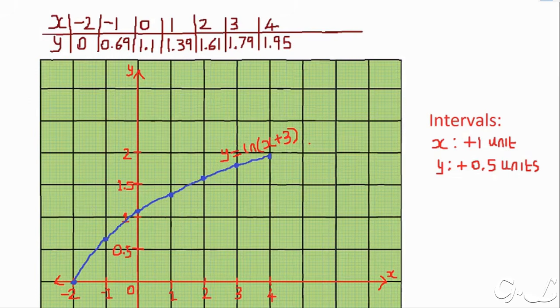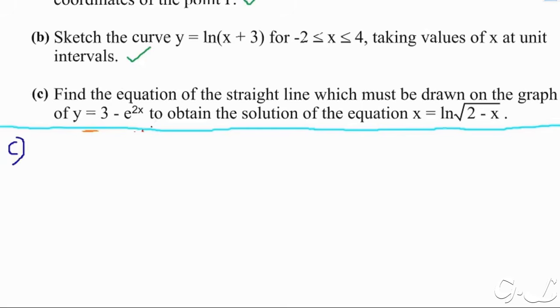So this is how you answer part B, and this is how you get marks on part B. Okay, so let's now go to C. C says find the equation of the straight line which must be drawn on the graph of y is equal to 3 minus e to the 2x to obtain the solution of the equation x is equal to natural log square root over 2 minus x.